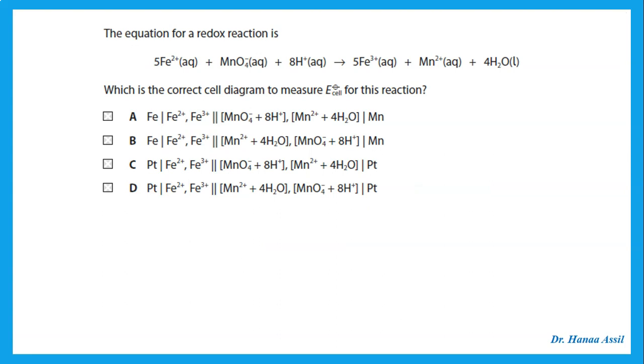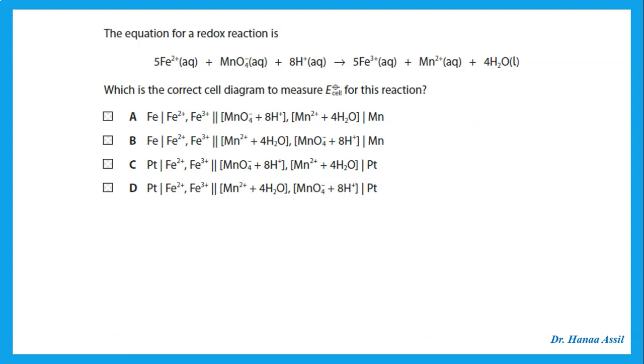The equation for a redox reaction is this, which is the correct cell diagram. Again, how do we write cell diagrams? We start on the left with oxidation. Where is oxidation? Iron 2+ to iron 3+. But then we said this is a mixture of solutions of ions, so the electrode has to be platinum. So my answer is C or D.